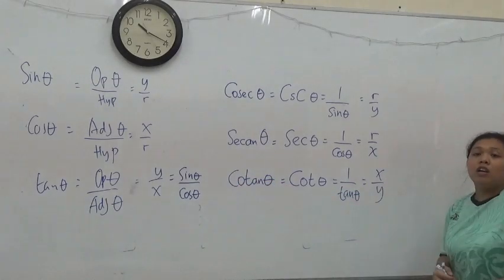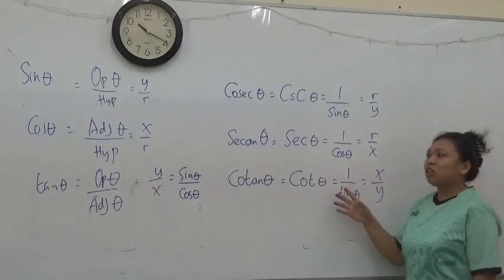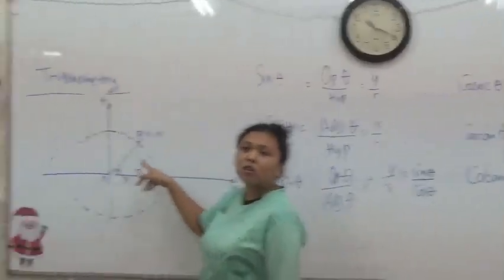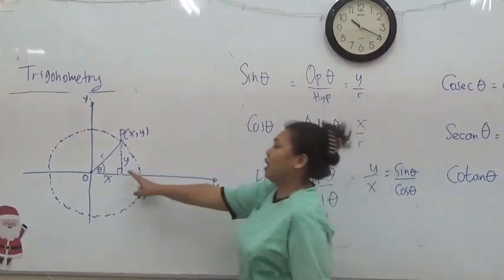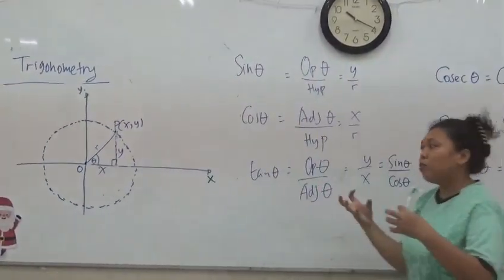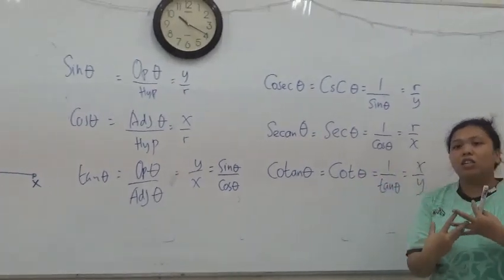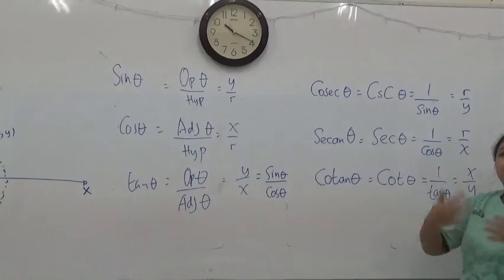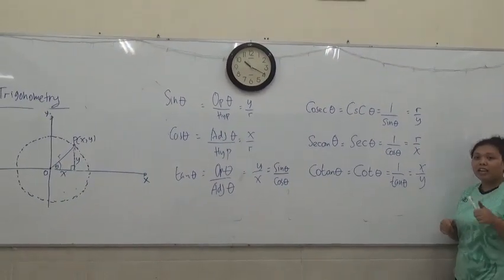divided by y. So once again, these are the 6 combinations of the ratio between the 2 sides in your right angle triangle. Because in one right angle triangle you have 3 sides. So if you take 2 sides only, you have 6 combinations because you can flip the fraction. Is that okay? Clear? Okay.